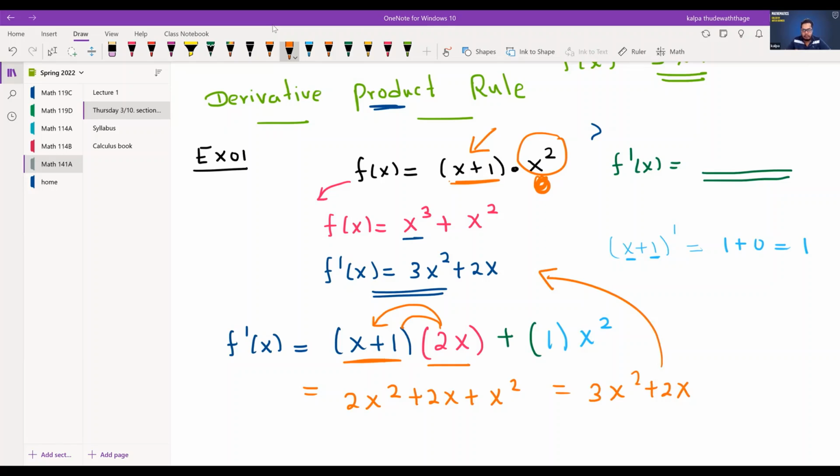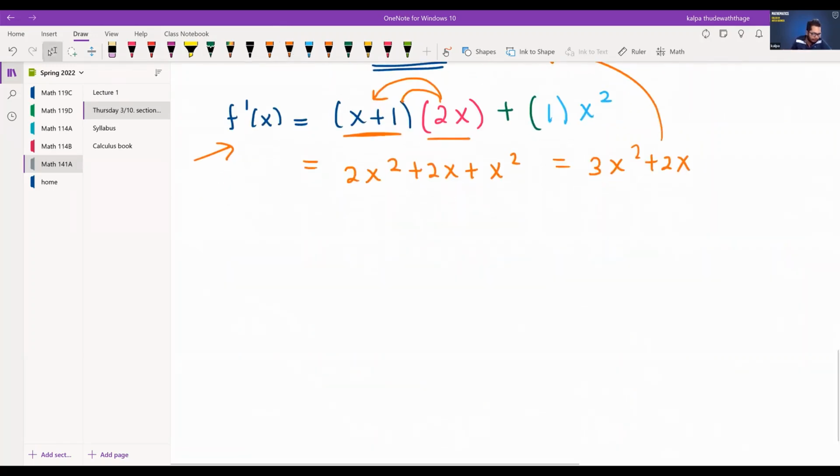But this method is more convenient and more powerful than just removing the brackets and doing it one by one. That is a lot of time consuming and really hard. Okay, so let me explain the definition.